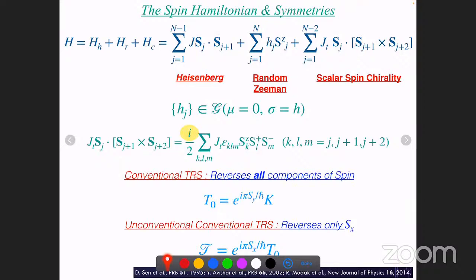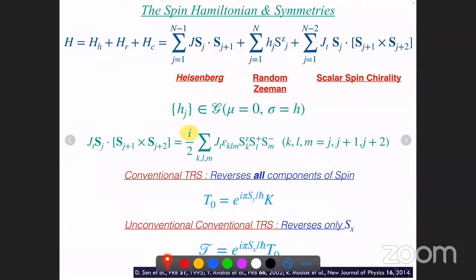So the first term is the usual Heisenberg term, the nearest neighbor Heisenberg model. And the second term is a random inhomogeneous magnetic field in the z direction. These h_j at every site are drawn from a Gaussian distribution with mean 0 and a variance of H. And the third one here is a scalar spin chirality term, which is a 3-spin term that can often arise in systems which have non-coplanar spins.